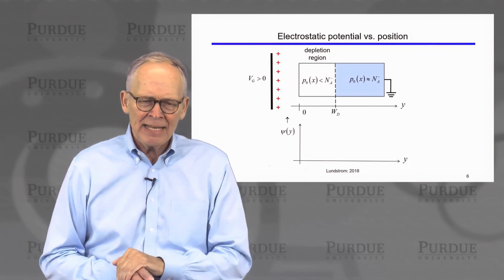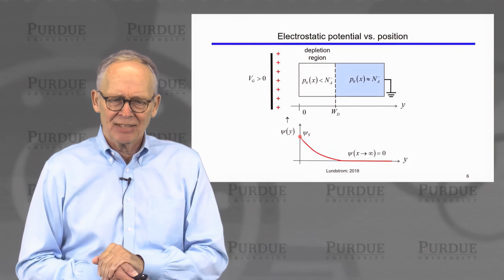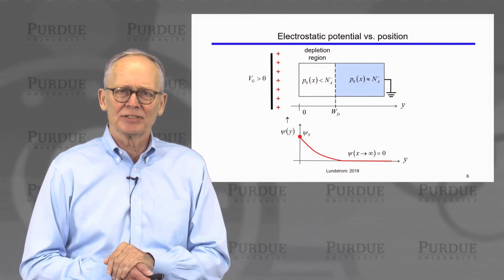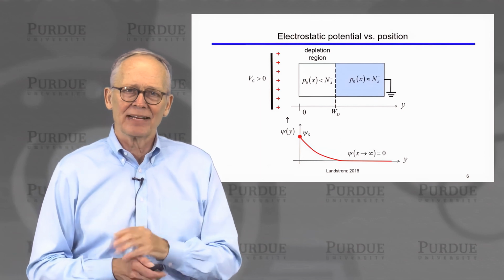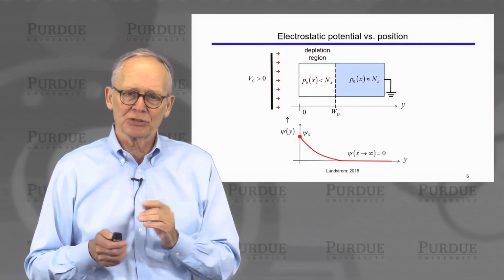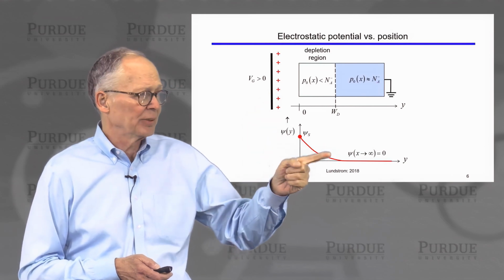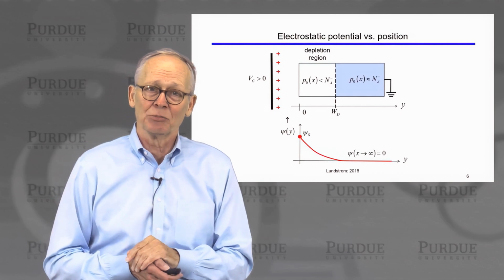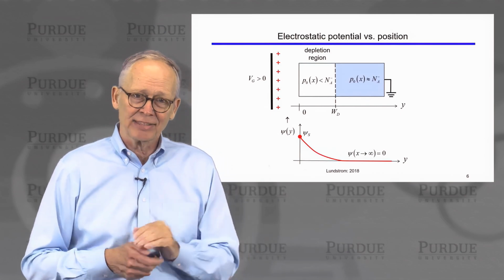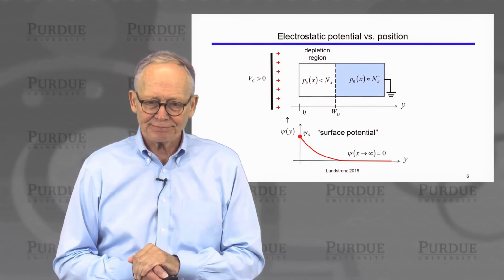If we plot the electrostatic potential versus position, we can qualitatively say it's going to do something like this. If we ground the bottom of the wafer, make that our reference 0 voltage, we know the voltage is positive on the gate. So as we get close to the surface, the voltage in the semiconductor is also going to get more and more positive as it feels the influence of the gate. So it's going to look something like this.